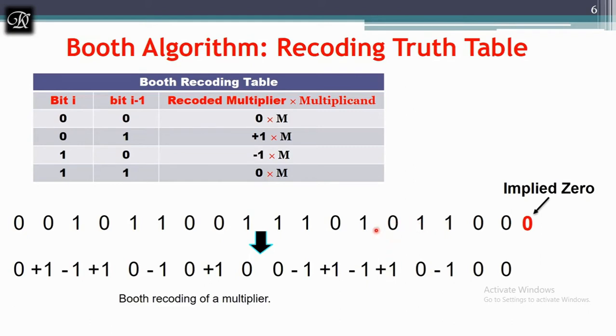And previous bit is 0 and next bit is 1, negative 1. Again 1 to 0, it is positive 1. 0 to 1, it is minus 1. And 1 to 1, it is 0. 1 to 1, it is 0. 1 to 0, it is positive 1. 0 to 0, it is 0. 0 to 1, negative 1. 1 to 1, it is 0. 1 to 0, it is positive 1. 0 to 1, it is negative 1. 1 to 0, positive 1. 0 to 0, it is 0.